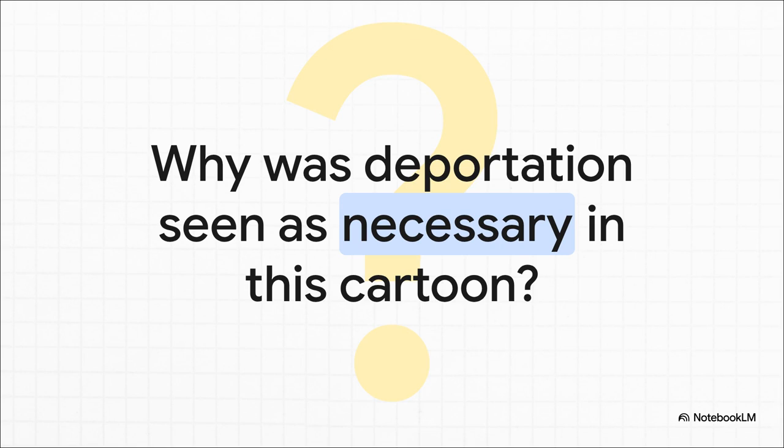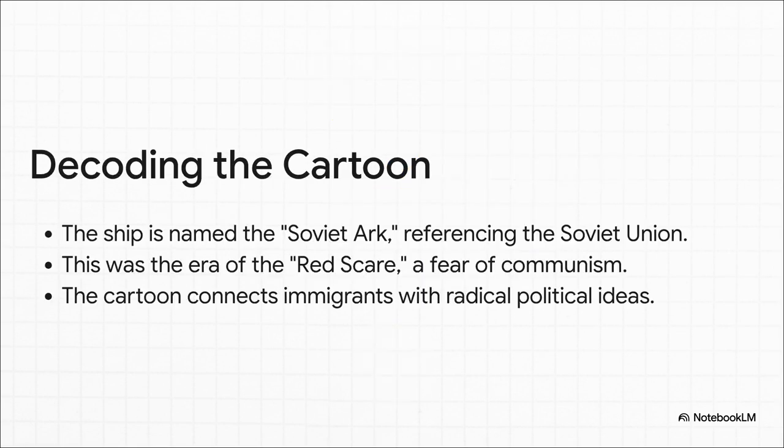So, step 1, examine the evidence. What do you see? Who's on that ship? What's the ship's name? Every detail matters. Okay, let's break this down together. The name Soviet Ark is a massive clue, right? It's pointing straight to Russia and the Soviet Union. The people on board are labeled with different isms.